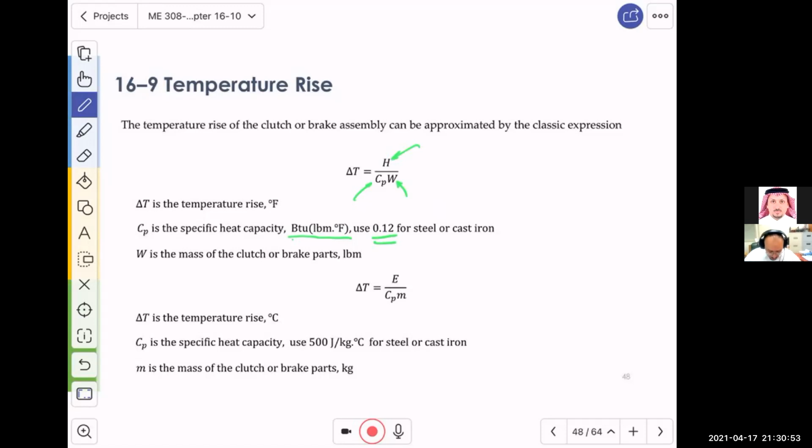Now, if we want to have this expression in SI units, then you need to make sure that E here is in SI units. Then the temperature rise measured in degrees Celsius will be equal to the energy divided by Cp, again the heat capacity, which is, by the way, that 0.12 here is 500 joule per kilogram degree Celsius for steel and cast iron, where m is the mass. In SI units, the mass is measured in kilogram.